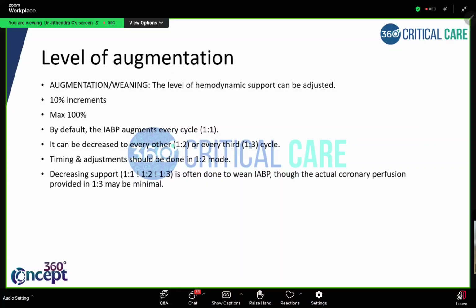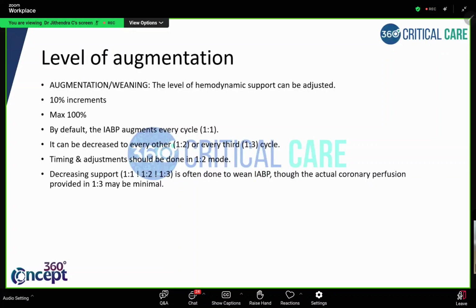By default, IABP augments every cycle. When a patient is very sick, you keep it at 1:1 augmentation. How do I wean off my patient? Once the patient's condition is better, hemodynamics are better, and inotropes are stable or coming down, that is when we think about weaning. Then we reduce 1:1 to 1:2, so every alternate beat is supported instead of every beat. If the patient is doing good on that, hemodynamics are stable, and there is no increase in inotropes, you can change it to 1:3. And usually after 1:3, if the patient is stable, that is when we think about removing the IABP.